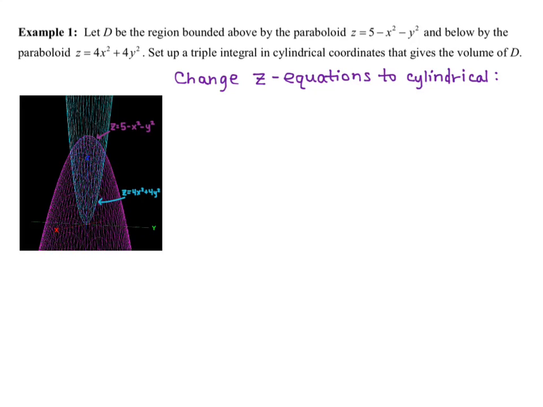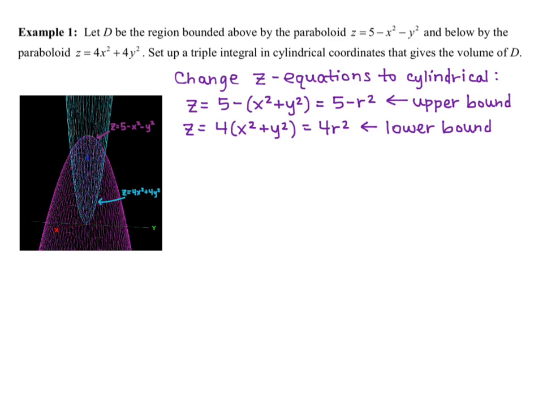Now the next thing I want to do is change my z equations to cylindrical coordinates. The first one, z equals 5 minus x squared minus y squared, I will write as z equals 5 minus the quantity x squared plus y squared, and that will just change to 5 minus r squared. The next one, z equals 4x squared plus 4y squared, I factor out the 4 and it becomes 4r squared. So my upper bound is 5 minus r squared and my lower bound is 4r squared. Those will be my z upper and lower bounds.